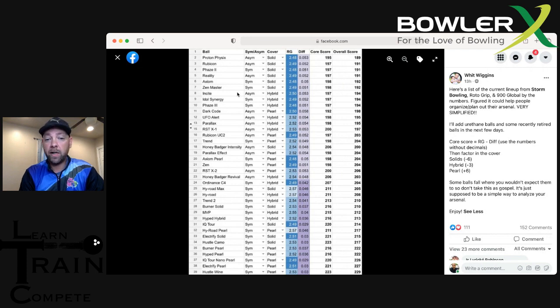So if you want to try to group this up into like 5 or more groups, then you would take the top 7, say drill a ball from there, then the next 7. So you have Insight, Idol, Synergy, Phase 3, Dark Code. What do all of those have in common? They're actually really similar bowling balls, very, very similar. RST X-1, again, that could possibly be an outlier because that one's a duller cover. It's a little bit stronger, for me at least, than what it portrays. Some people say the opposite.